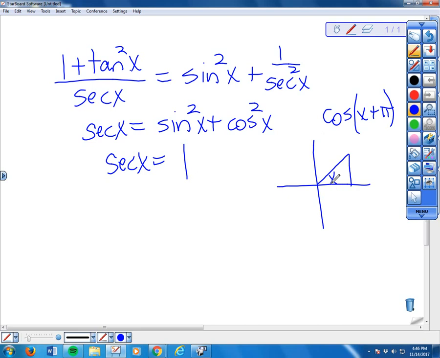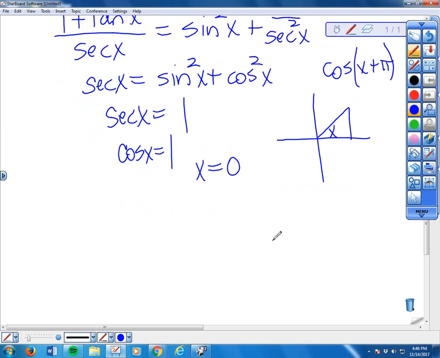Well, secant x is the inverse of cosine. So we're really looking for where cosine x is equal to 1. Cosine x is equal to 1 when the angle is 0. So if I put 0 in here for x, 0 plus pi, they want me to evaluate cosine of pi. That's negative 1. That's my answer for 5.